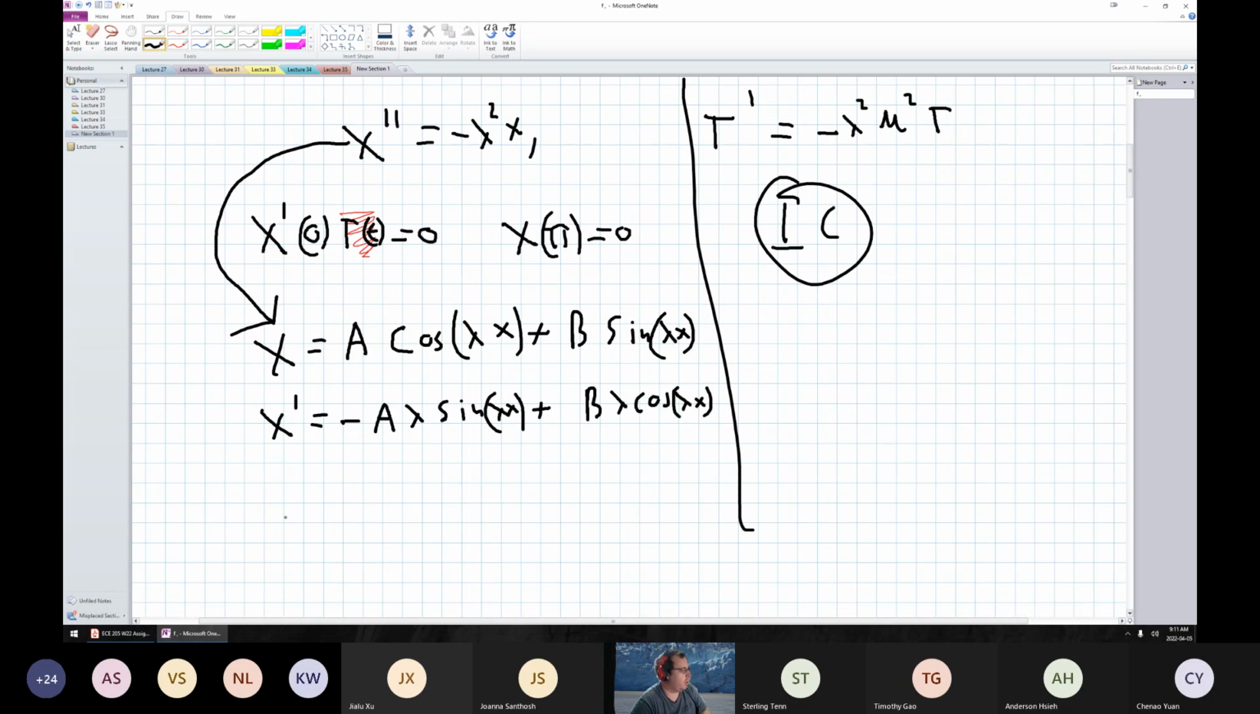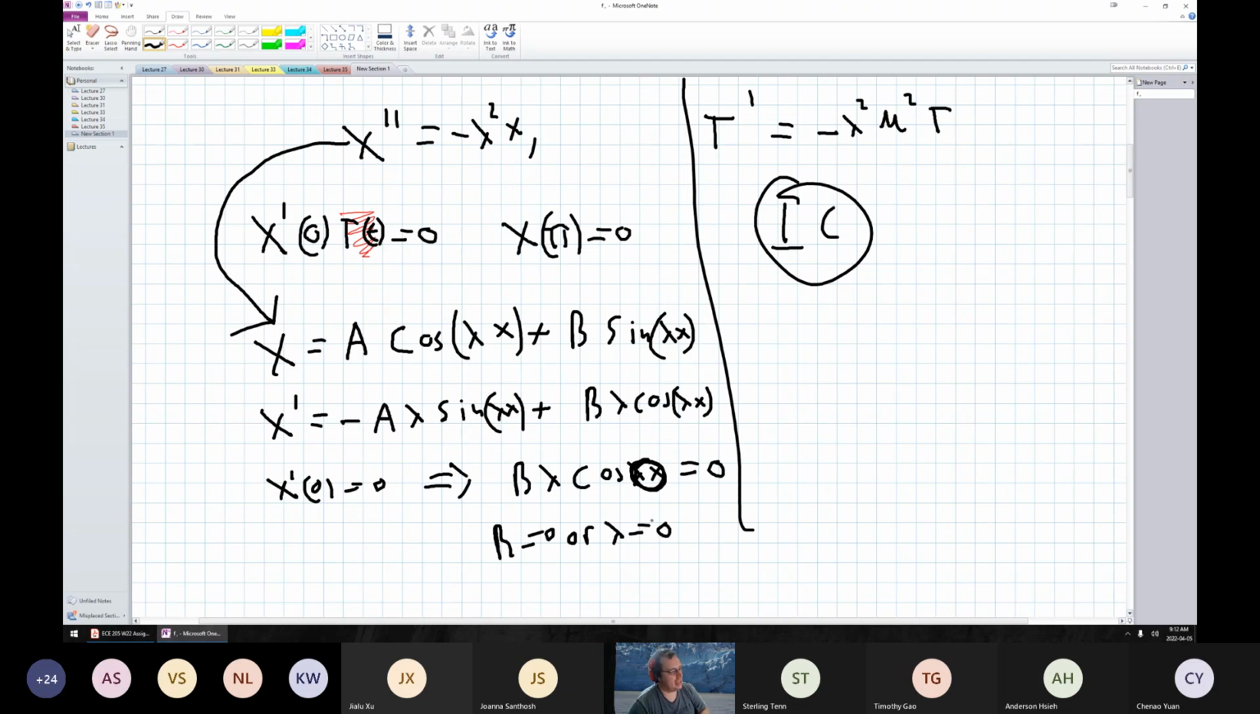Now I want x prime of 0 to be 0. I'm picking 0 first just because it gives nice things. It doesn't matter what you pick, but if you do 0, you cancel the stuff in here, which makes things nice. So sine of 0 is 0, right? So this gives me that b lambda cos of lambda x has to be 0. Oops, sorry, cos of 0. Plug in 0 for x. So cos of 0 is 1. So here I get b is 0 or lambda is 0.